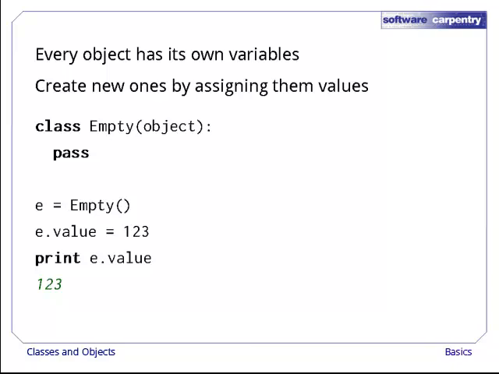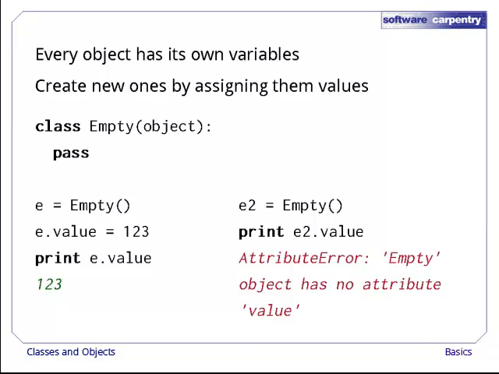The variable name on the left of the dot tells Python which object we're creating the value for. The name on the right tells Python what the new member is called. Creating a member for one object has no effect on other objects. For example, if we create another object of the class empty and try to print its member value, Python tells us that the object doesn't have one.